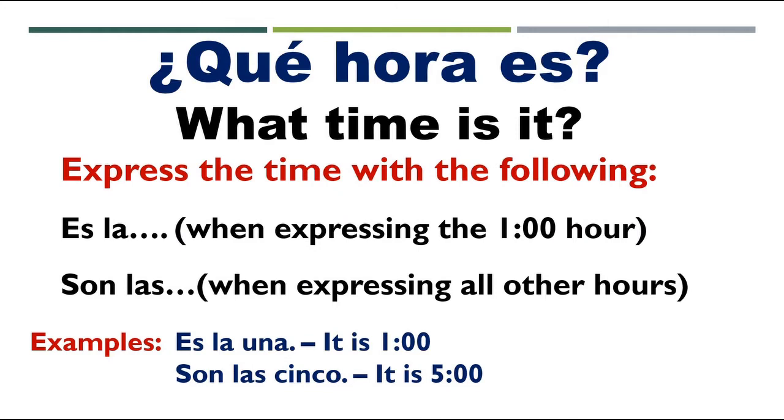When you tell time in Spanish, you will begin with one of these expressions: ¿Es la...? when expressing the 1 o'clock hour, or ¿Son las...? when expressing all other hours. This is because one is singular and all other numbers are plural. For example, es la una, it is 1 o'clock. Son las cinco, it is 5 o'clock.